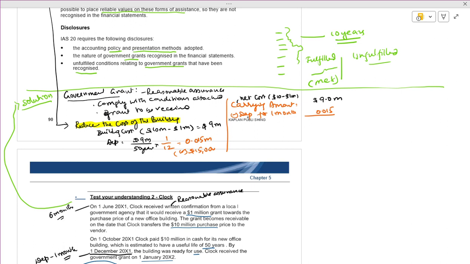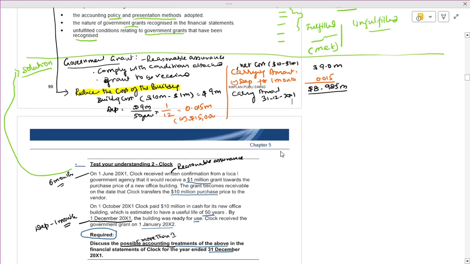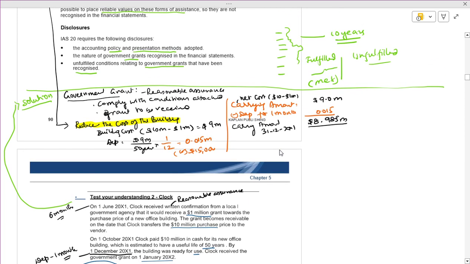Fine. We have to take the net cost. Now, if you take 9 minus 0.015, how much does it come to? It comes to 8.985 million. This is the carrying amount as on 31st December 2001. That's what they are asking.